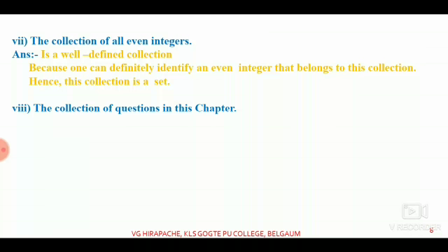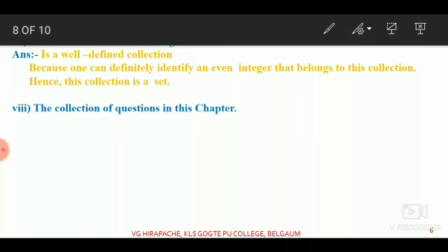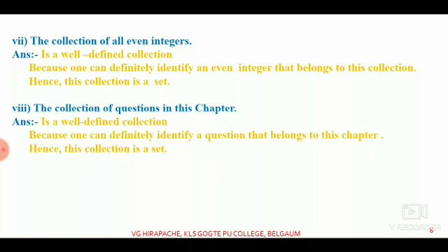Moving to the next question. The collection of questions in this chapter, which we can definitely count or understand, because one can definitely identify a question that belongs to the given chapter. Hence, this type of collection is once again a set.